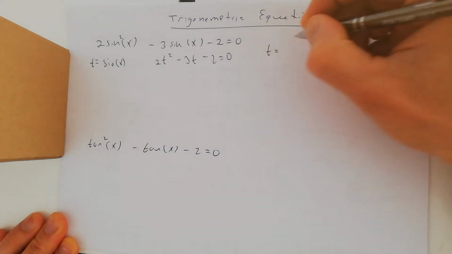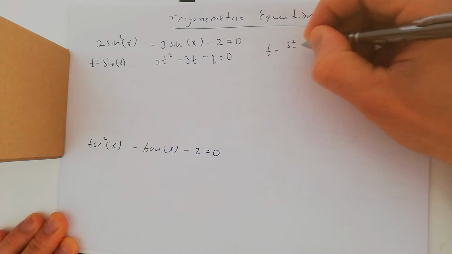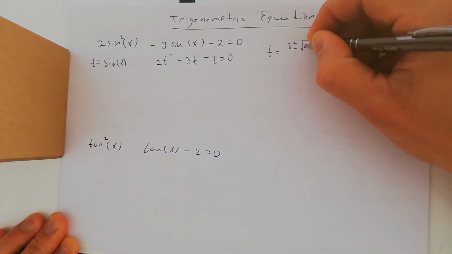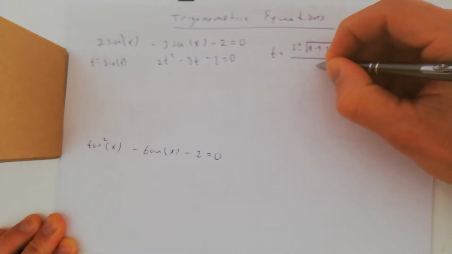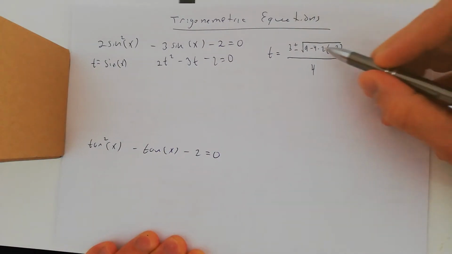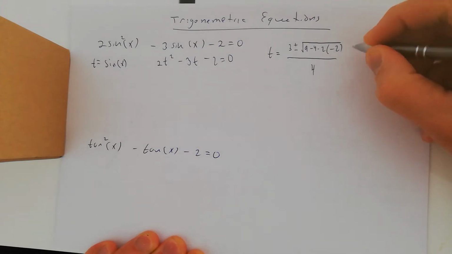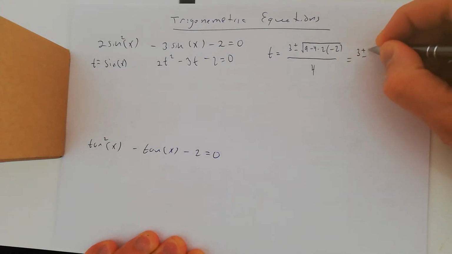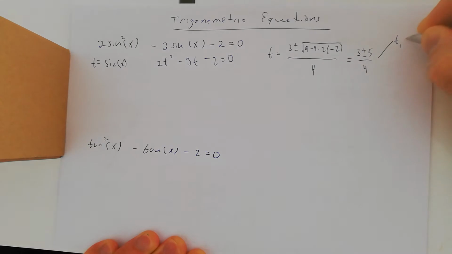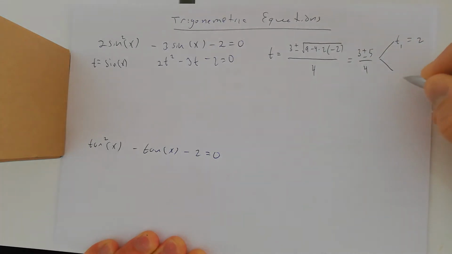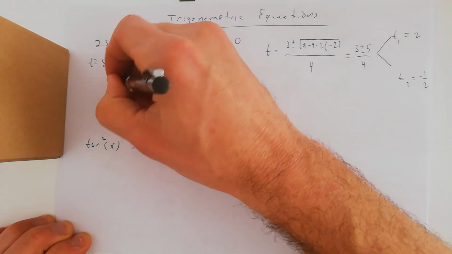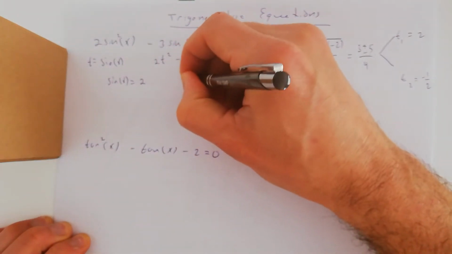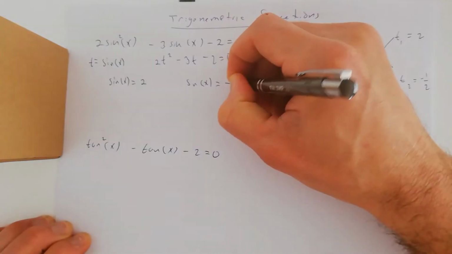If I use the quadratic formula, then t is equal to 3 plus minus the root of 9 minus 4 times 2 times minus 2 over 2 times 2, so 4. This is 25, therefore the root is 5, which gives 3 plus minus 5 over 4, which gives t1 equals 2 and t2 equals minus half. From here we can undo the change. That means sine of x is either equal to 2 or sine of x is equal to minus 1 half.